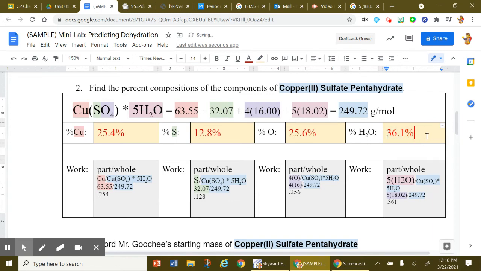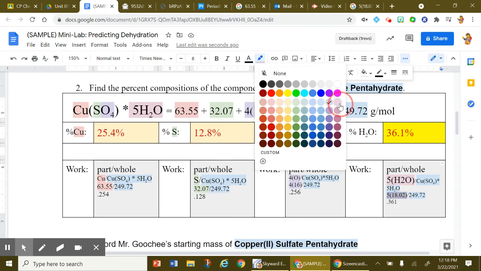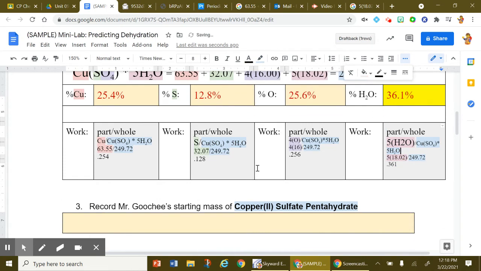This, by the way, this area right here, this is the most important information in this question, okay? Because you need the percentage H2O to move further on in this lab. I'm a stickler for color coding. Got to make sure it's all color coded. All right, cool. So, on to the next question.